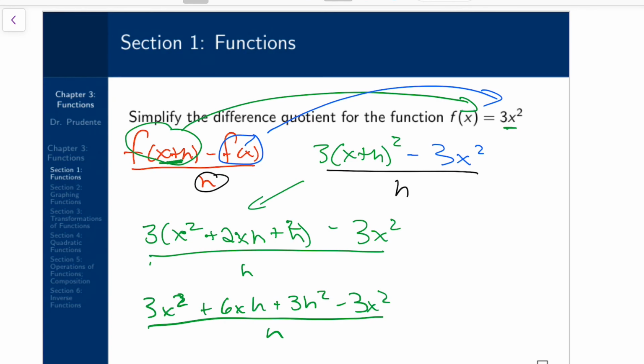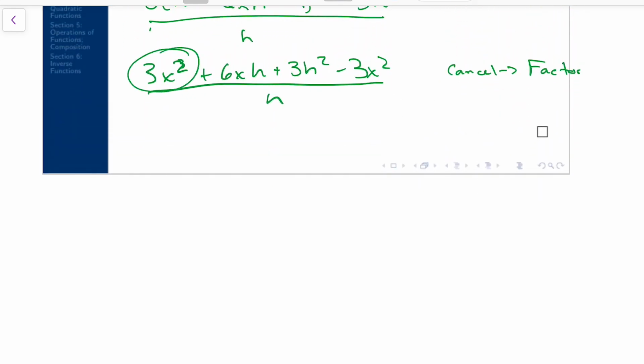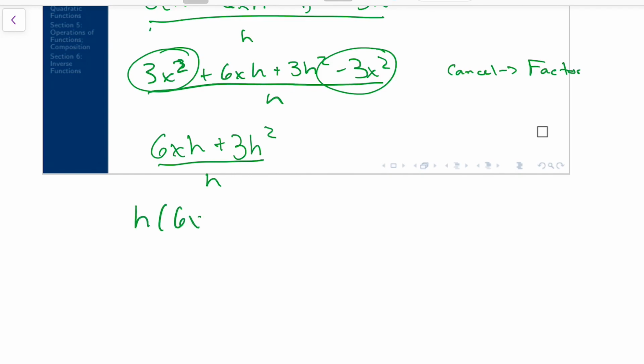Right? I know it's really tempting to want to cancel h's, but we can't just yet. Right? The only way we can cancel is if we factor. And so far we haven't factored, so we can't cancel. So let's see. I can see my 3x squareds cancel because they're just plus and minus. So I get 6xh plus 3h squared divided by h. Right? I can cancel an h, but first I'm going to have to factor one h out of the top. Right? I can't cancel until I factor. Right? I factored out an h, I can cancel, and my final answer is going to be 6x plus 3h.